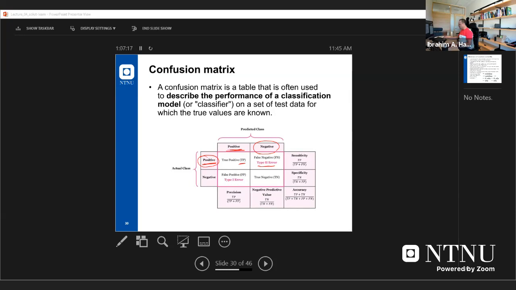Type 2 error is more dangerous than type 1 error. With type 1 error, he does not have a disease, but he was classified as having one. So maybe we will give him a medication which he should not take, for example.